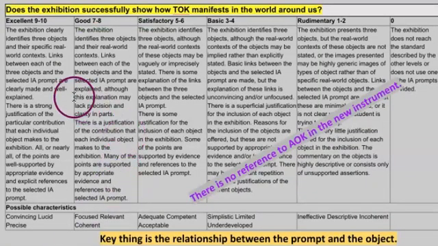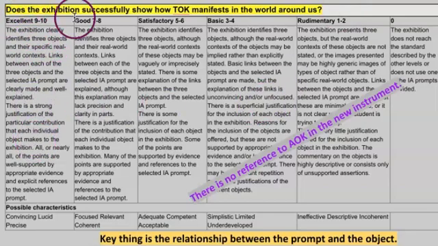Here's the actual criterion sheet that you'll be assessed on for your exhibition. You'll see there's this overarching question at the top: does the exhibition successfully show how TOK manifests itself in the world around us? So you've got to be constantly thinking about this real world thing. And this should make this whole assessment item very accessible to everyone.